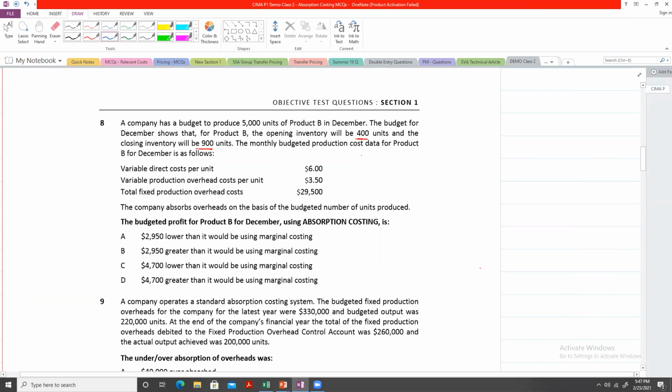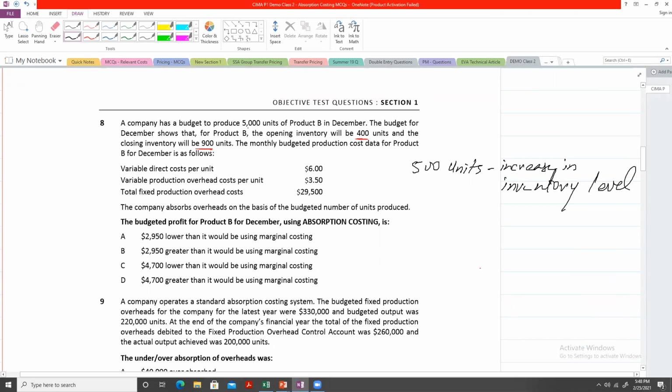So in this question, the inventory level has increased by 500 units. Okay then. 500 units is the increase in the inventory level. Now we need to calculate the overhead absorption rate.